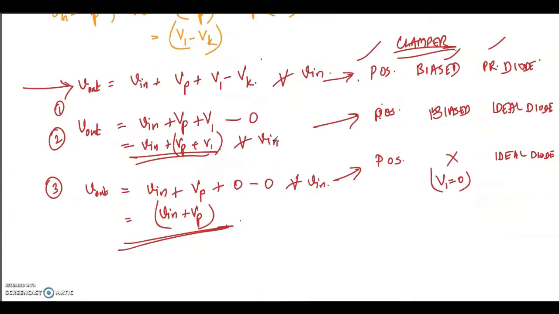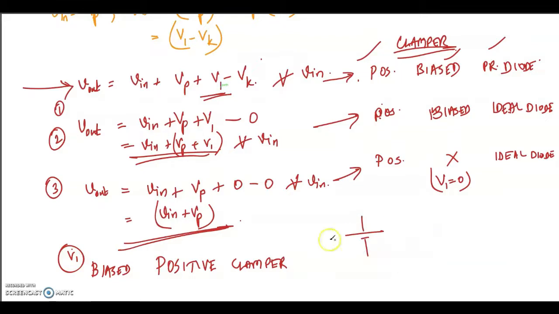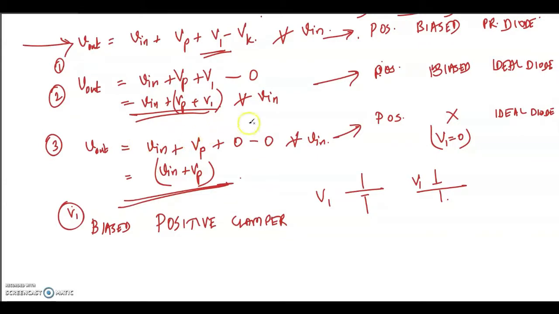Let me tell you one more point. We have always assumed that V1 is a positive value in all these cases. In other words, we have been discussing the positive clamper, meaning the output waveform is clamped in the positive direction. Biased positive clamper, isn't it? When I kept saying bias, I was talking about V1, and V1 was expected to be a positive voltage. So instead of a positive voltage V1, suppose I have a negative voltage V1. What will the name of the clamper be? It will not just be biased positive clamper.